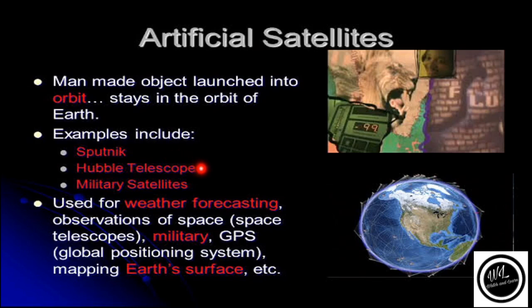Next example of an artificial satellite is the Hubble telescope. It is working right now. Third, we have military satellites. These all are examples of artificial satellites.